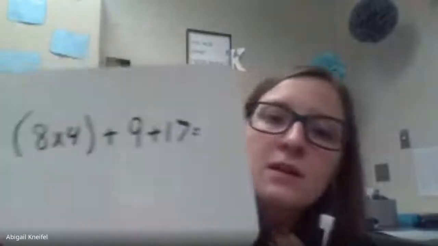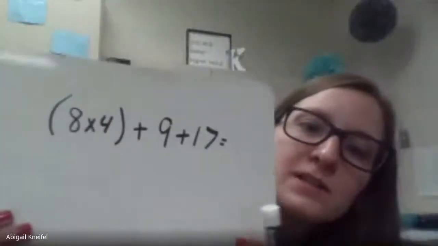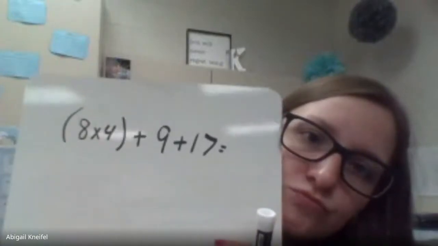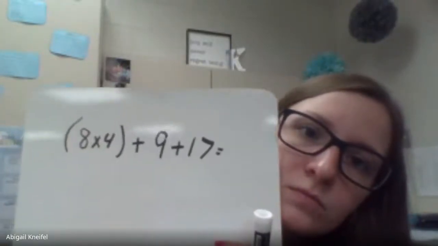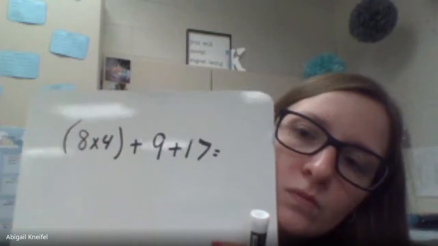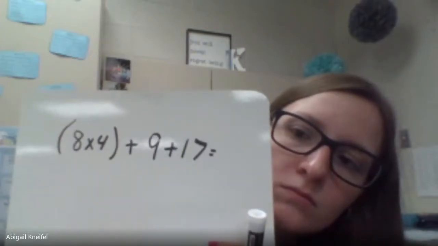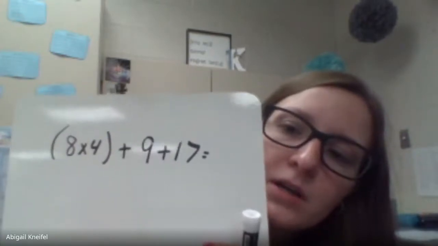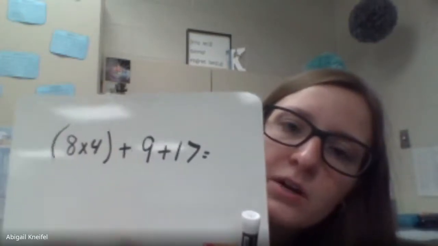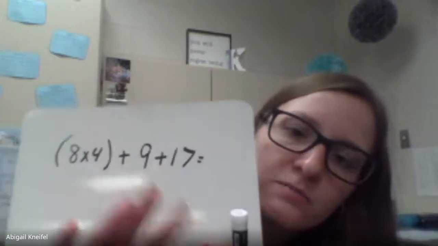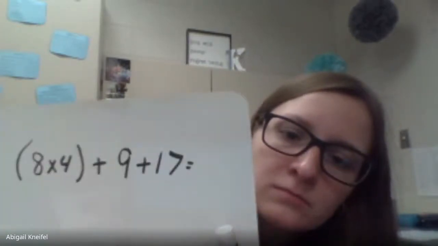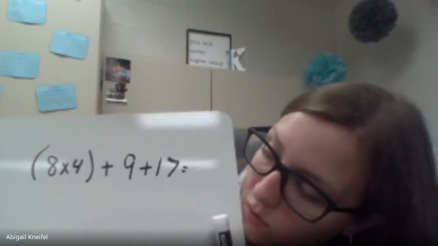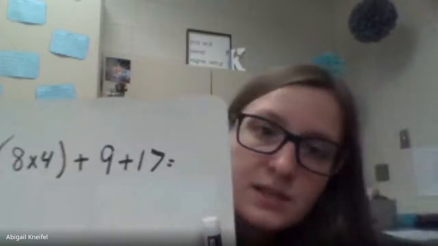Okay. First problem is 8 times 4 plus 9 plus 17. You should be working this out somehow, whether on the whiteboard or a piece of paper. Remember, you don't have to show me your board or your paper or tell me your answer until I say, show me your answer. Eight times 4 in parentheses plus 9 plus 17.